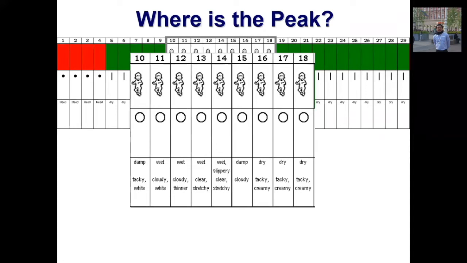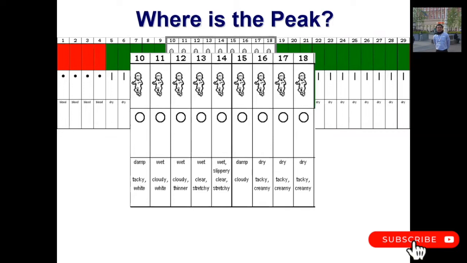So let's go to the definition of a peak day, no? For the peak day, there should be a developing pattern. Look at day 10. Day 10 is tacky white. 11 cloudy. 12 cloudy. 13 clear, wet, no? And then 14 wet, clear, so meaning slippery. On day 14, there is a developing pattern.